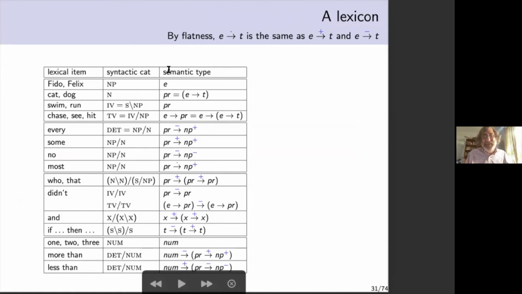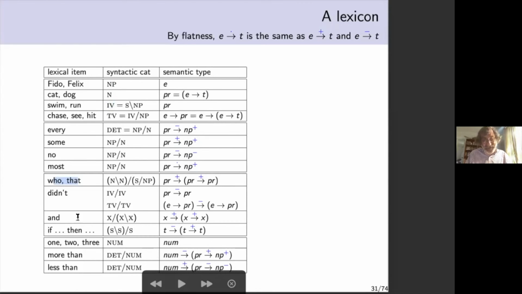And so now this is the way that a usual linguistic account would go. I associate with a bunch of my words syntactic categories. So like these are names, so let me make them noun phrases. Cat and dog are nouns. Swim and run are intransitive verbs. I'll show you how this works in a kind of impressionistic thing later. Here's the quantifiers: every, some, no, and most. These combine with a noun to the right to make a noun phrase. This is the relative clause, the relative pronoun who and that. It looks like this. There's something about negation.